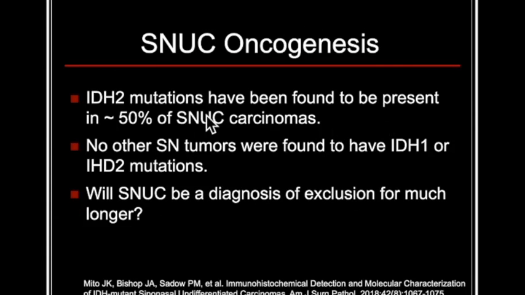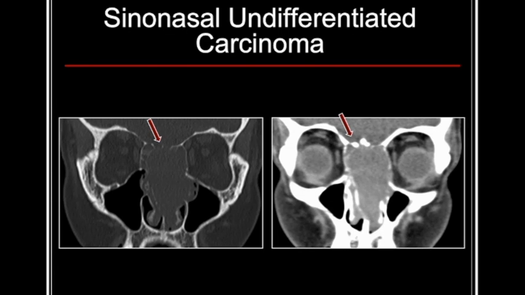Interestingly enough, approximately 50% of sinonasal undifferentiated carcinomas, the SNUCs, have been found to have IDH2 mutations. So just like we talk about IDH mutations in gliomas, we're now finding them in SNUCs as well. No other sinonasal tumors were found to have IDH mutations, so it might be a potential helpful diagnostic test as well. And it does prompt the thought process, will SNUCs be a diagnosis of exclusion for much longer now that we have a relatively specific test, at least for some subset of the SNUCs.